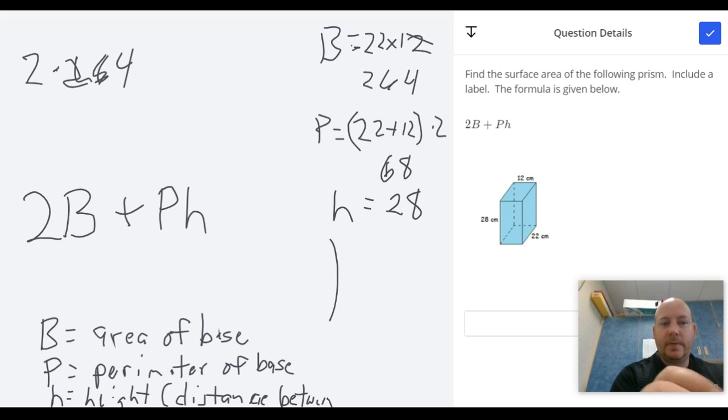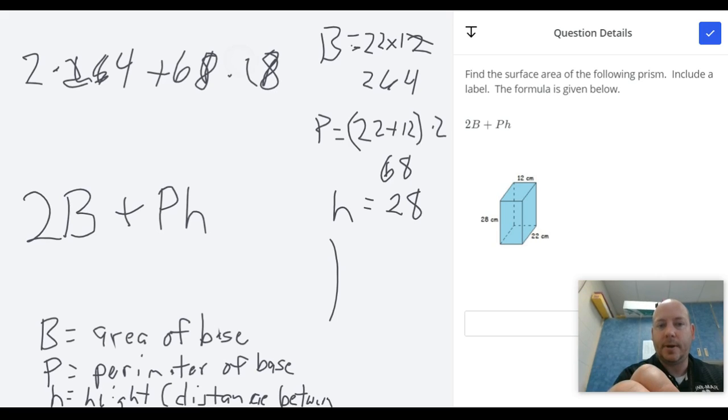Two times 264 plus the perimeter of the base, okay, which is 68. Times your height, times 28. Okay, so lay that all out first before you grab your calculator, and then just punch all that in at once. Okay, so 2 times 264 plus 68 times 28.